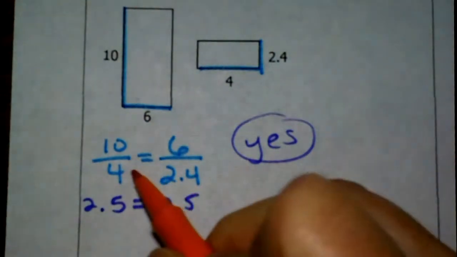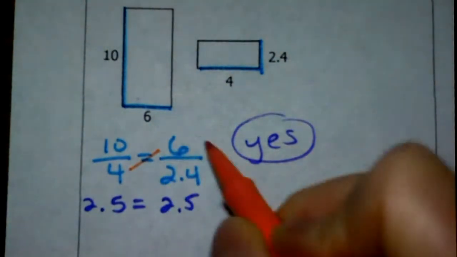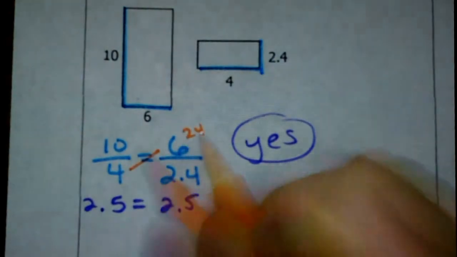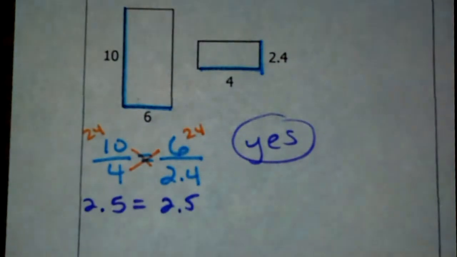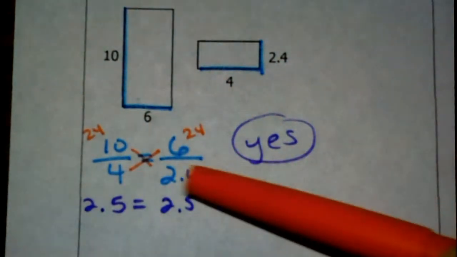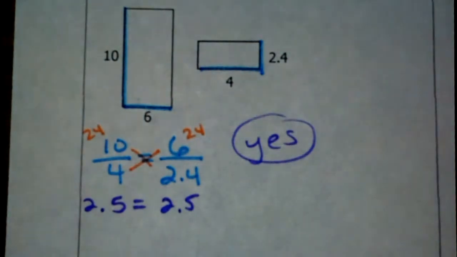If you wanted to, you could have done cross products. 4 times 6 is 24, and 10 times 2.4 is 24. So I know that those ratios are proportional, and again, proportional and similar mean the same exact thing. You could have also simplified this, and both of these would end up simplifying to 5/2. It's a little harder to see when you have a decimal within a fraction. So that's why for this one I would just use the division. So the answer is yes to this because those two ratios form a proportion.